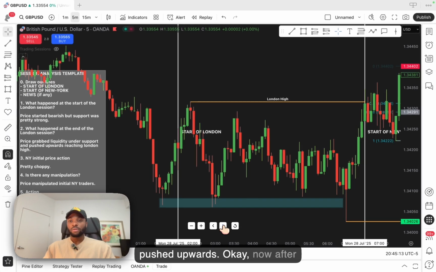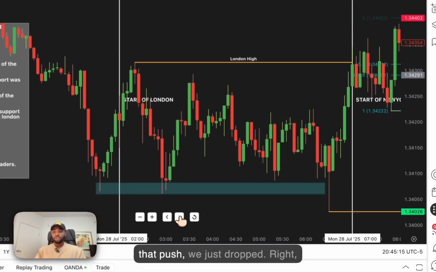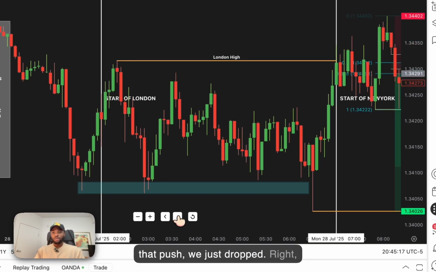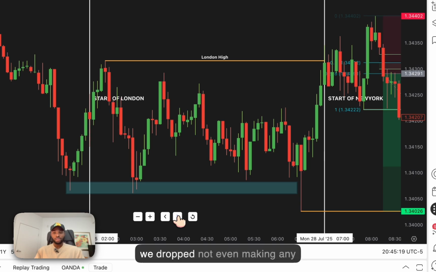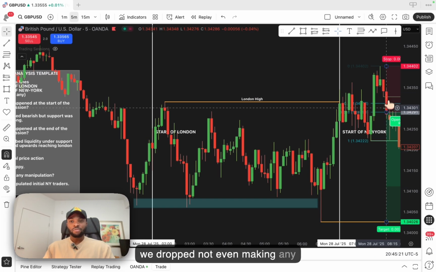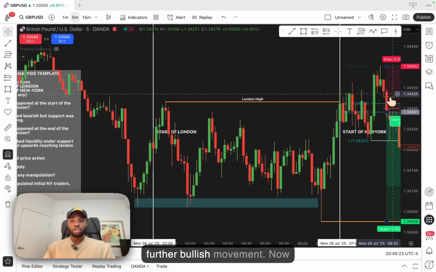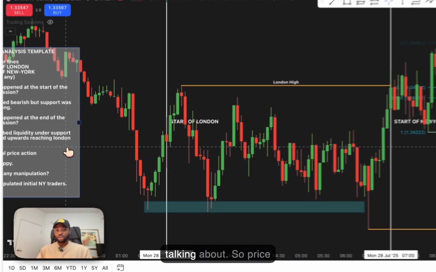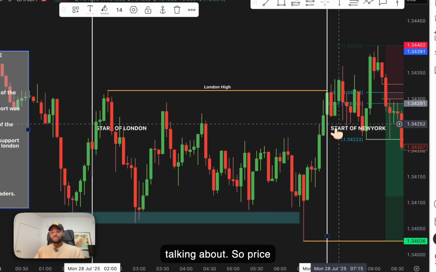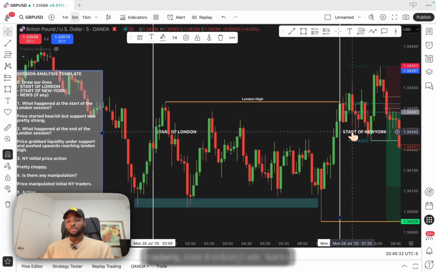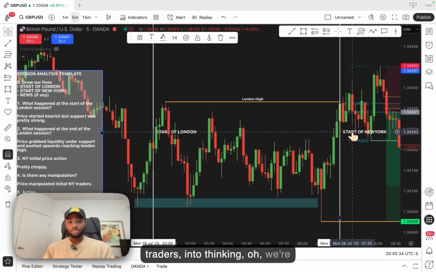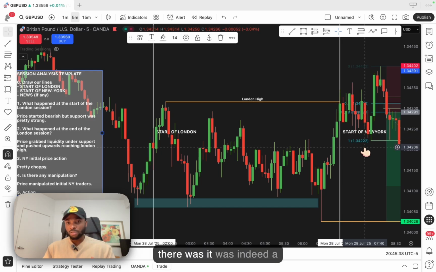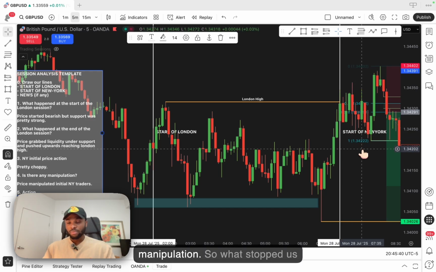Now after that push, we just dropped, not even making any further bullish movement. This is that manipulation we're talking about. So price manipulated initial New York traders into thinking, oh, we're going for buys. But the catch there was, it was indeed a manipulation.